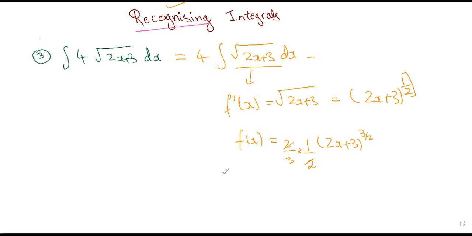So we are left with 4. The integration of this thing is 2x plus 3 whole 3 by 2 divided by 3 plus c. Do you understand? Yes, I do. Are you sure? Yes. Okay, very good.